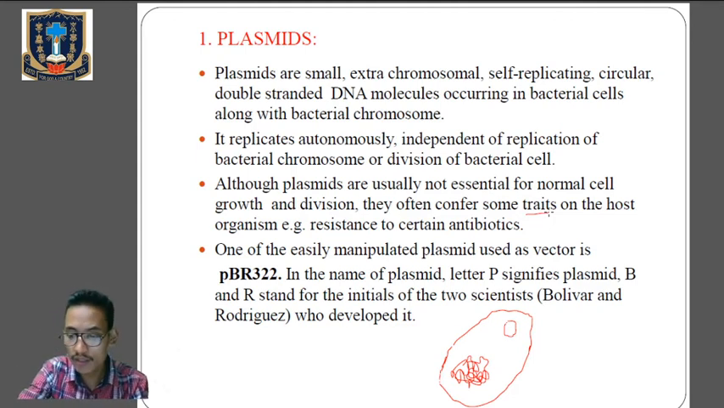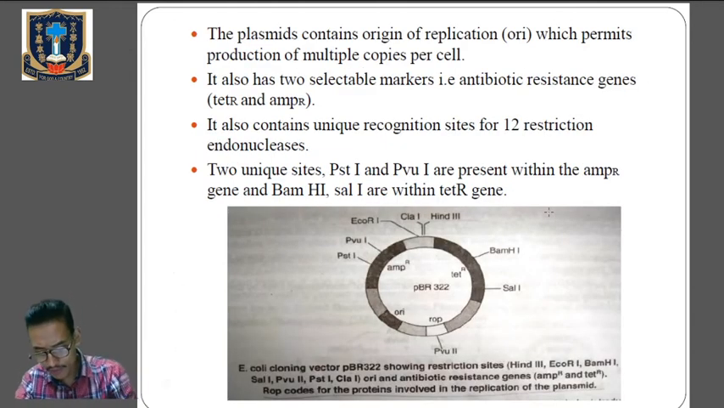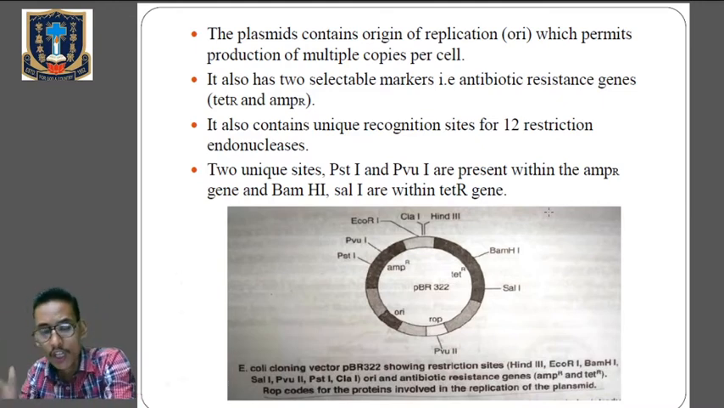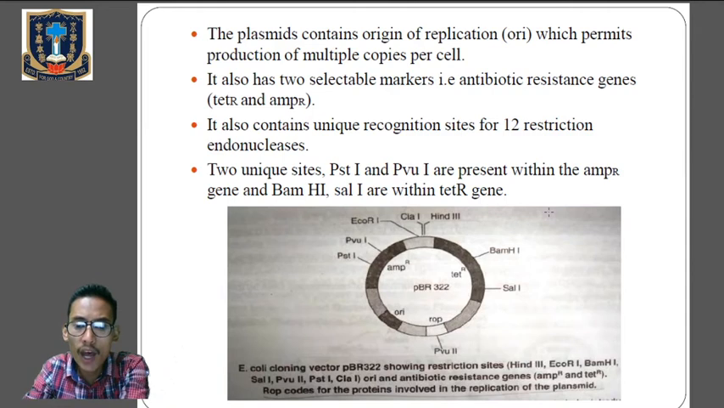pBR322. So now let's see a few features of this vector, the vector pBR322. So you can note it down. So the plasmid contains the ORI site.